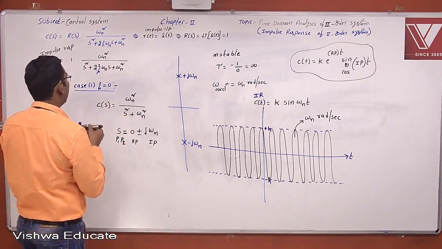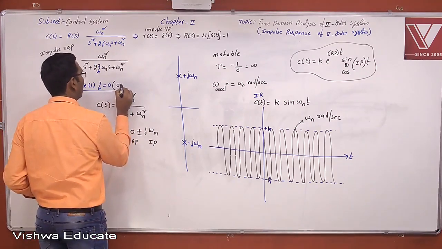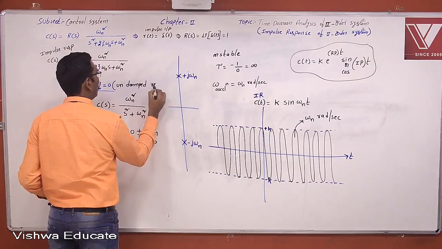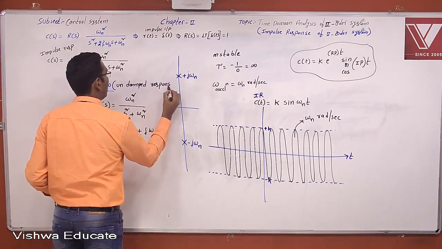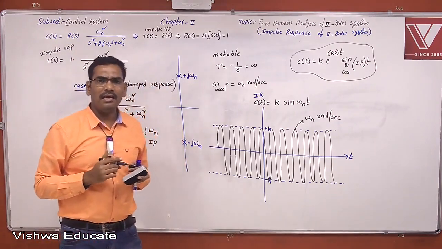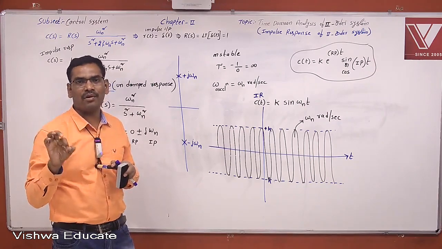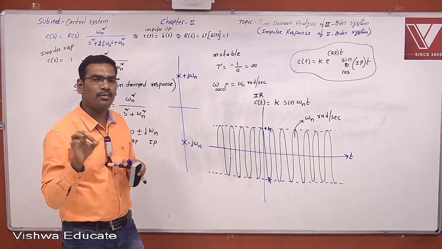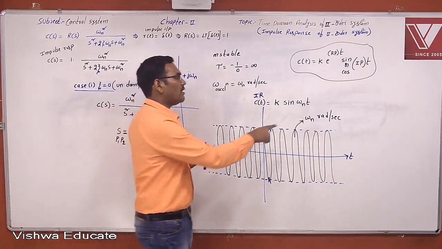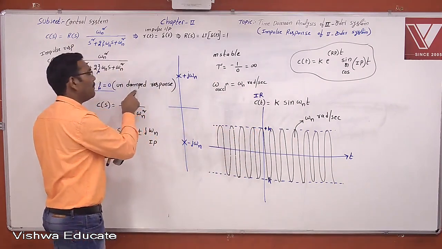Therefore, when damping factor delta equals 0, I put one name here. This is nothing but undamped response, not undamped system. Now this is the undamped response when damping factor delta equals 0. But in books you see undamped system. Yes, an undamped system is nothing but a system that produces undamped response. Undamped response is the response having constant amplitude and frequency of oscillations, no change in amplitude.